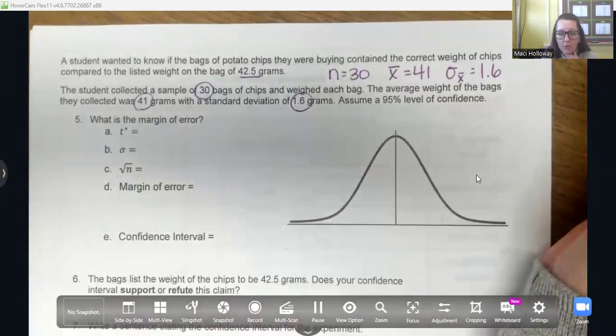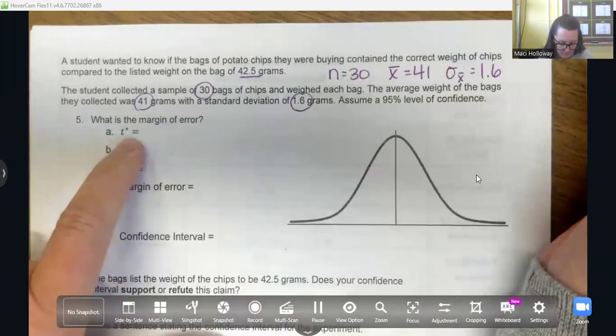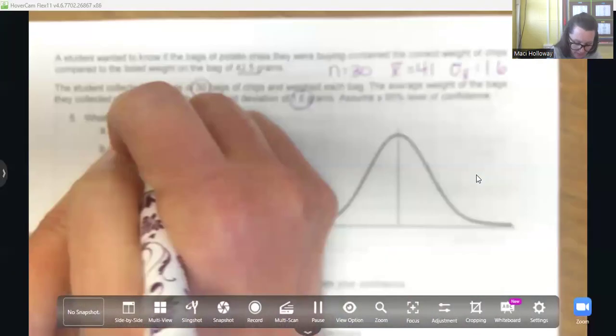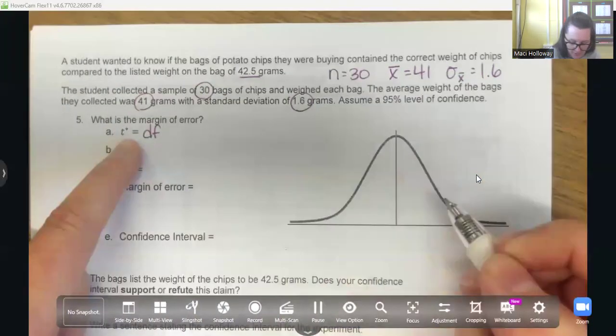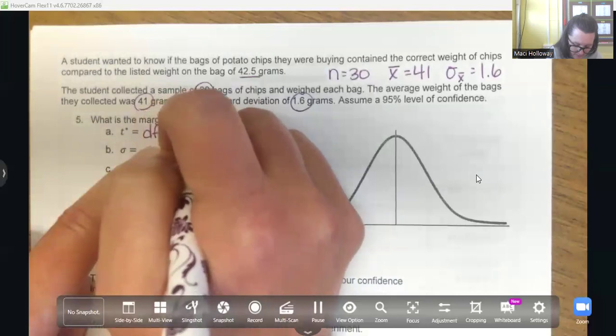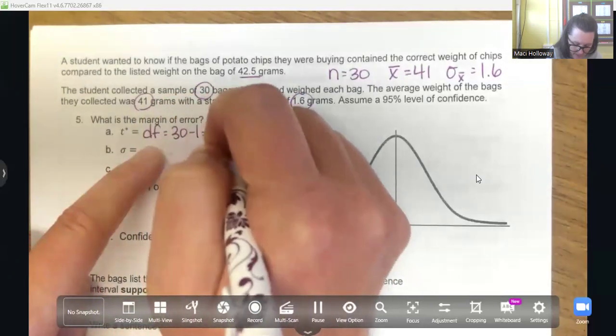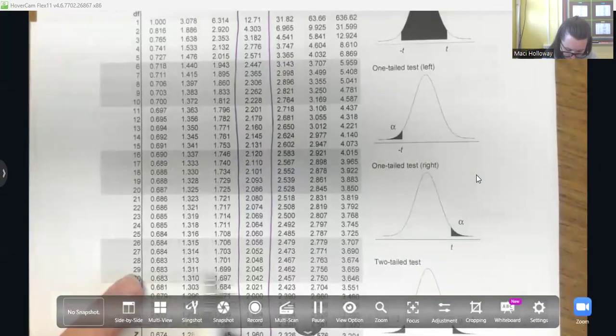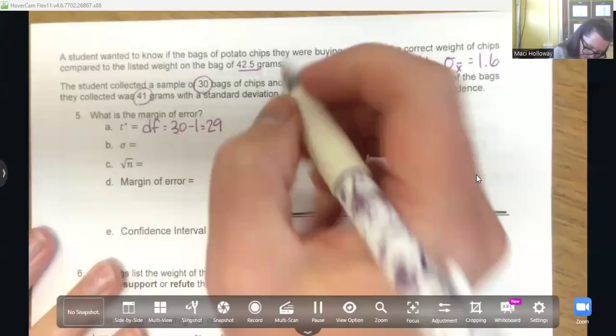So what is the margin of error? Well, let's calculate some of these things. First, I need to find my t-critical value. In order to get my t-critical value, I need to find my degrees of freedom. So my degrees of freedom are n minus 1, so it's 30 minus 1, or 29. So I'm going to look on my chart at 29 degrees of freedom. So 29 here, and my t-critical value is 2.045.